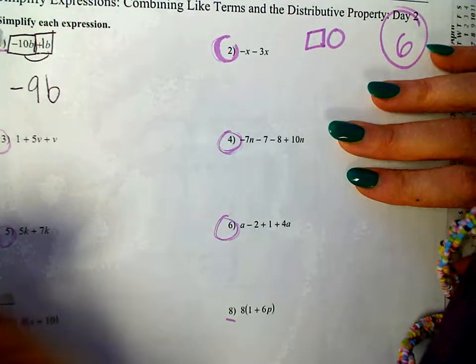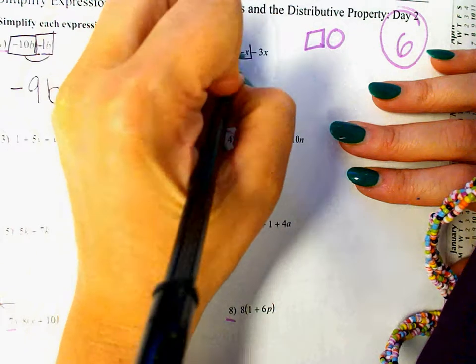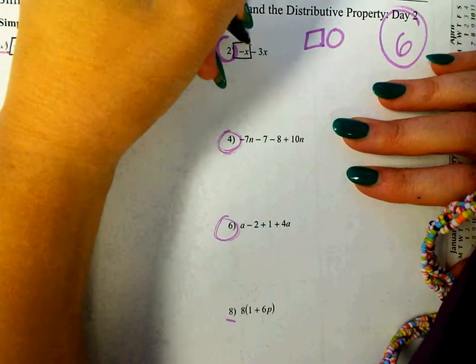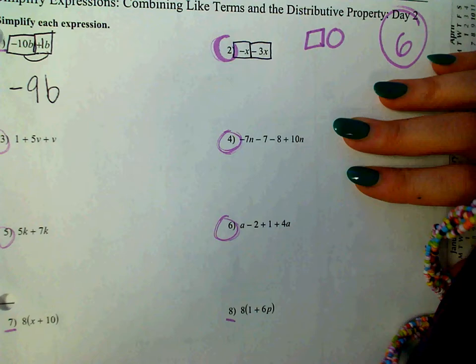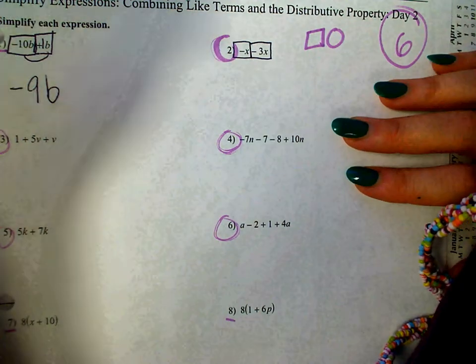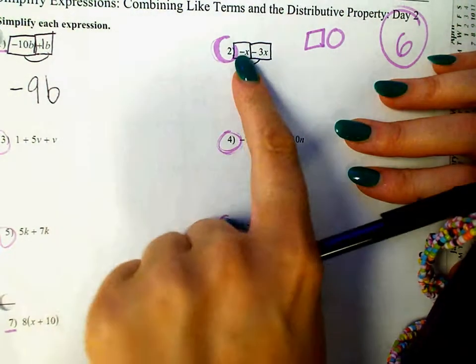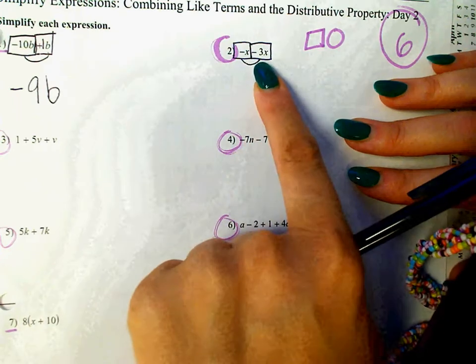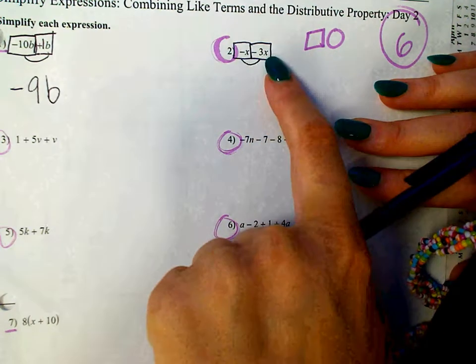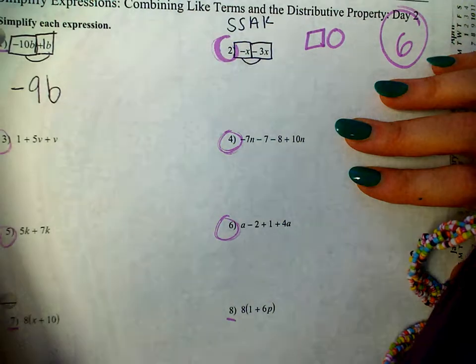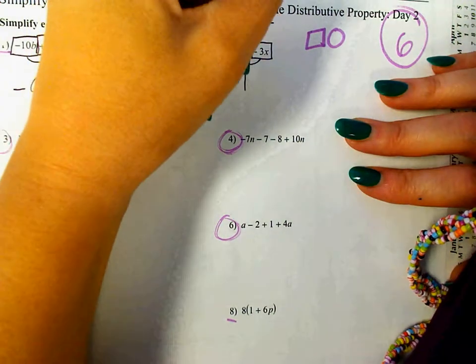Number 2, negative 1x, variable term, so put a square. And negative 3x is a variable term, so put another square. Again, these are both variable terms, so you can just combine them, add them together. Negative 1x and negative 3x. When you add those together, same sign, add and keep, it's negative 4x.